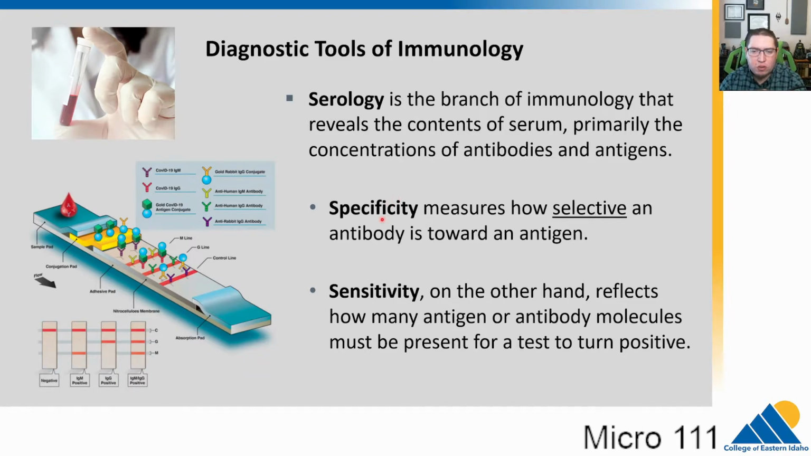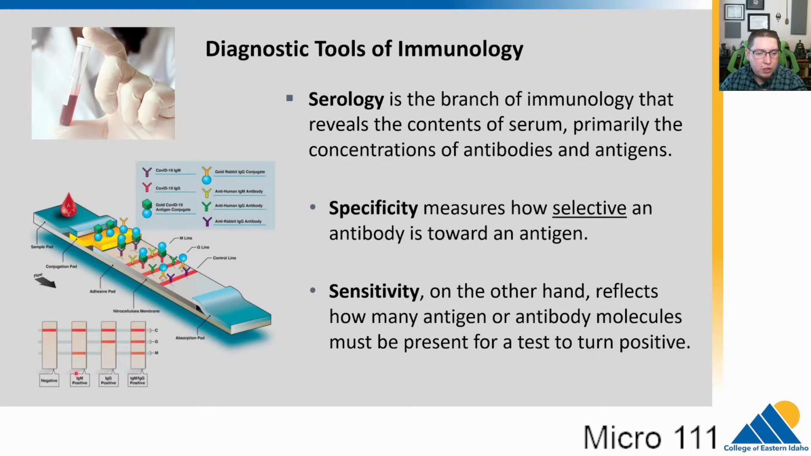But we have this term specificity. This measures how selective an antibody is towards an antigen. How well does it find a specific antigen? And then sensitivity is looking at how much or how many antigens or antibodies are present in a test in order to turn it positive.